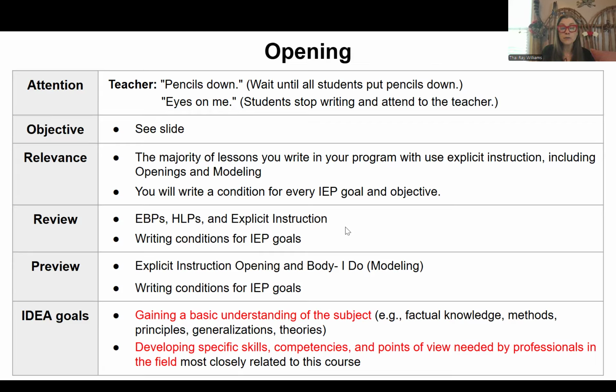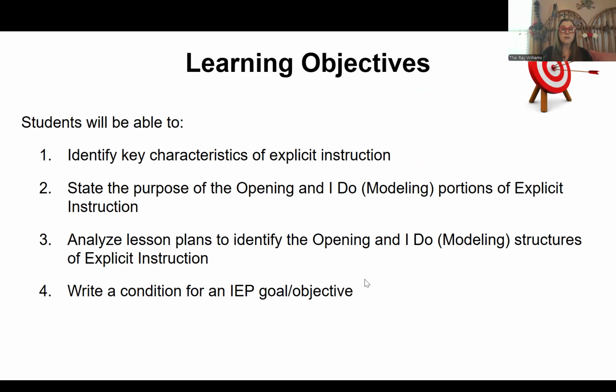All right, everybody wants to know what they're going to be learning, so let's look at our objectives, which would be the next part of your opening. So our objectives for this week, what I want you to be able to do by the end of this week is to identify the characteristics of explicit instruction, and very specifically in the opening and the I do modeling portion of the body. I want you to be able to state the purpose of those. Why do we use an opening? What is the purpose of the I do modeling section of explicit instruction?